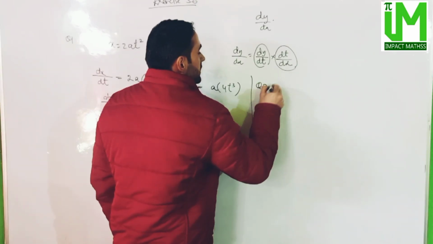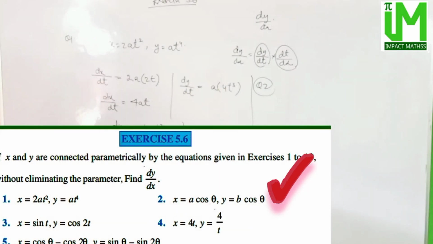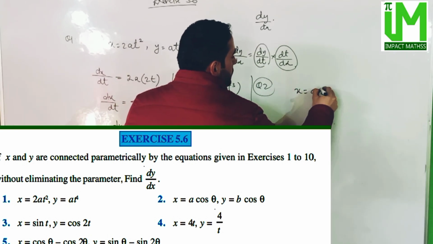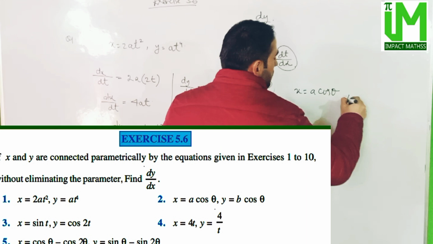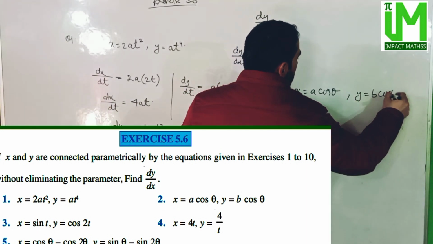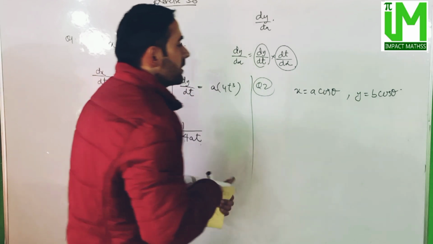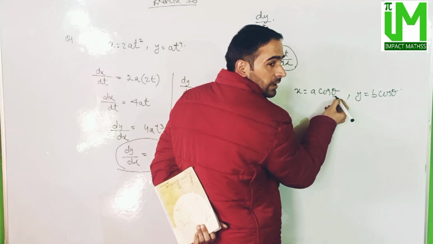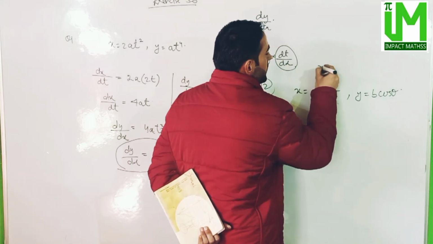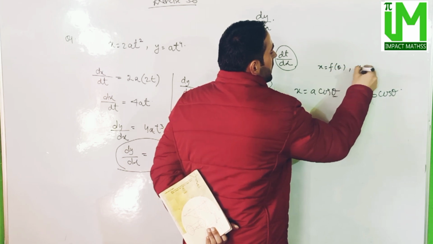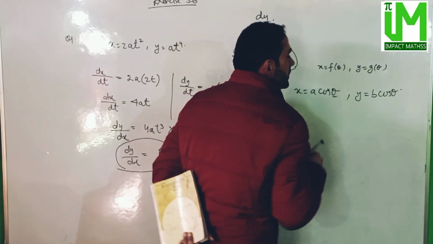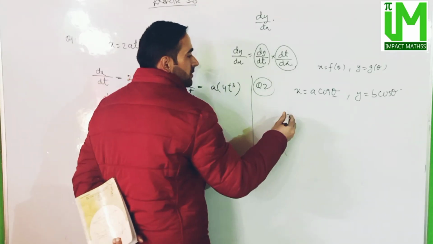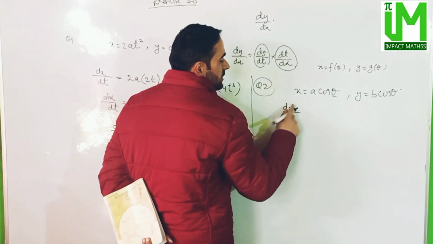Now look at question number 2. Question number 2 is x is equal to a cos theta and y is equal to b sin theta. Note that there is a parameter theta here. So this will be x is equal to f of theta and y is equal to g of theta, which means theta is the parameter here. So again, we have to find dy divided by dx.